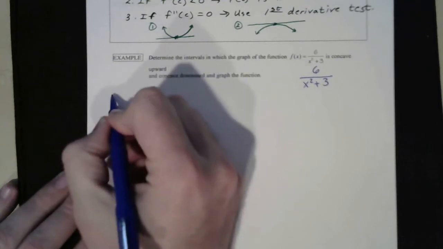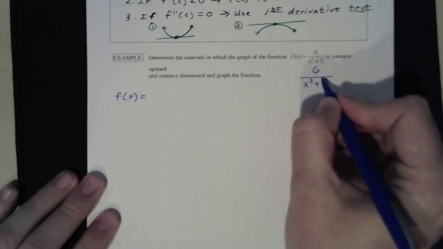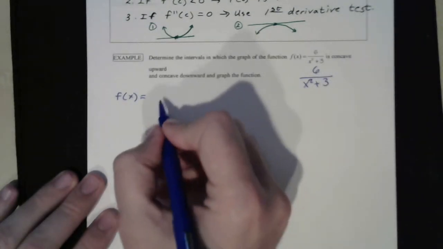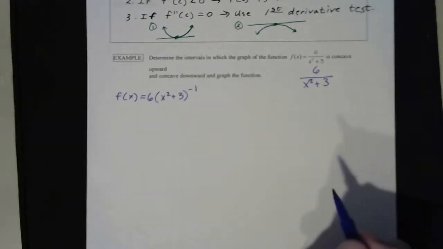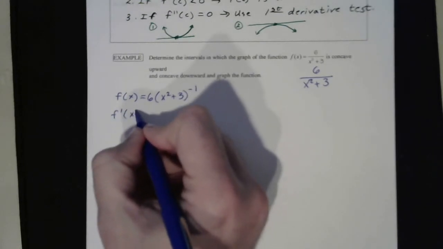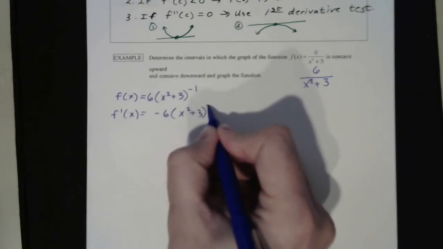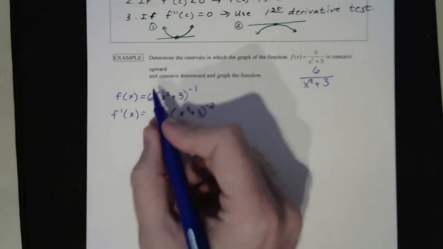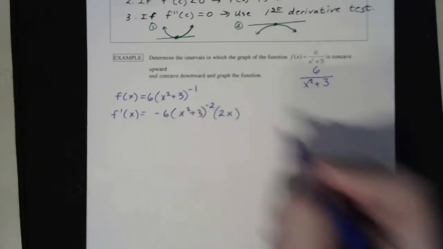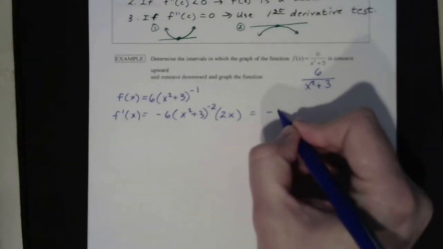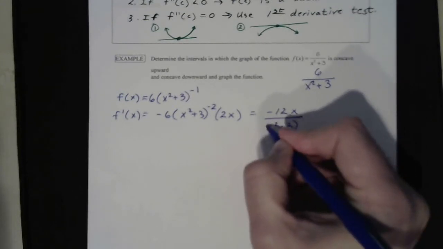So I'm going to rewrite f of x. Since this is a constant here, I can bring our denominator to the top as 6 times (x squared plus 3) to the negative 1. That makes f prime of x equal to negative 6 times (x squared plus 3) to the negative 2. That's using the chain rule, or general power rule: bring the negative down, subtract 1, and then times the derivative of the inner, which is 2x. And so I'm just going to simplify a little bit here: negative 12x over (x squared plus 3) squared.